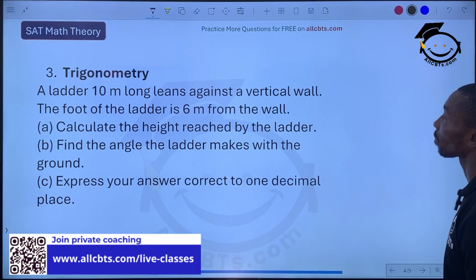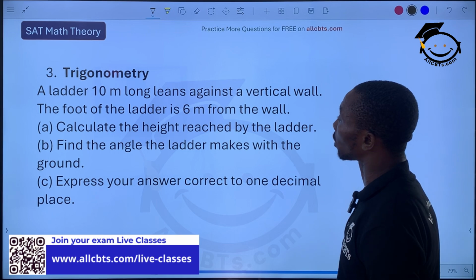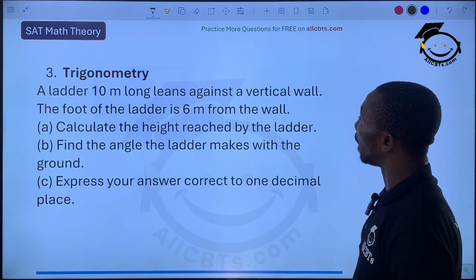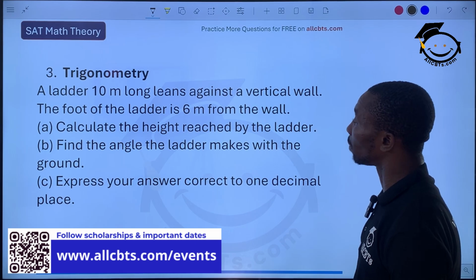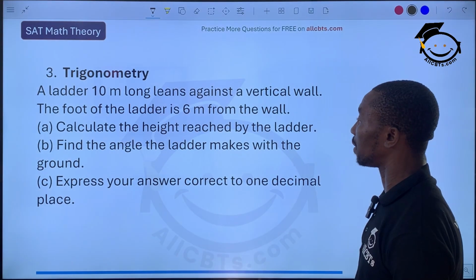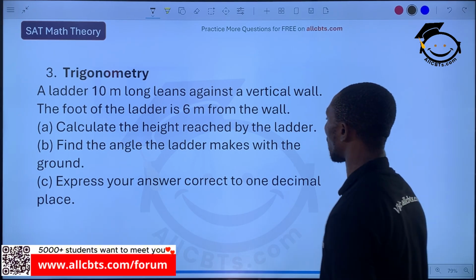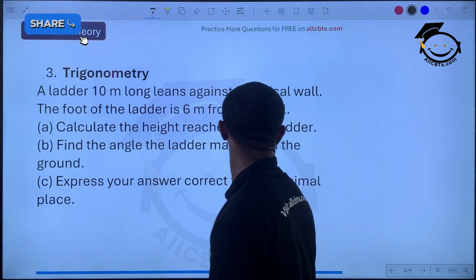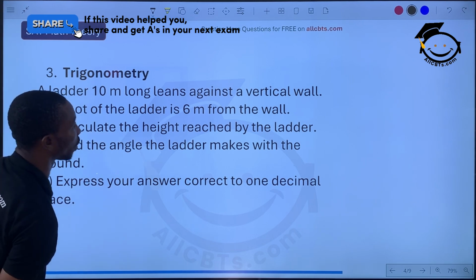Okay, the third one is on trigonometry. It says a ladder 10 meters long leans against a vertical wall. The foot of the ladder is 6 meters from the wall. Calculate the height reached by the ladder and find the angle the ladder makes with the ground. Now, it says express your answer correct to 1 decimal place. Okay, let's put up a pictorial representation of the statement.